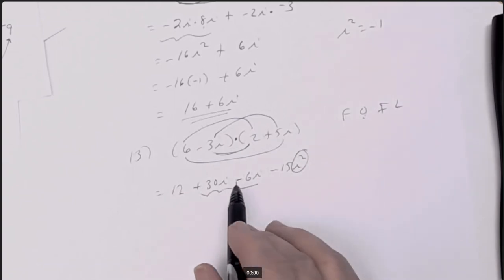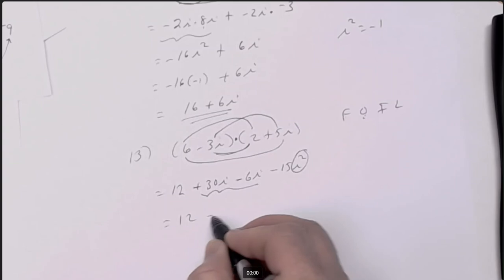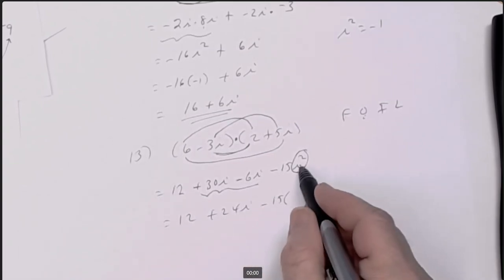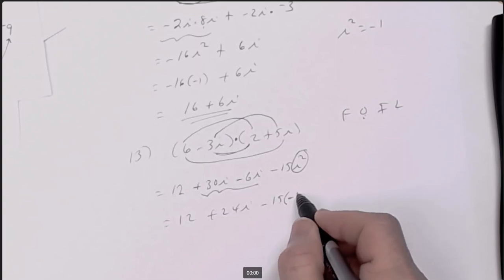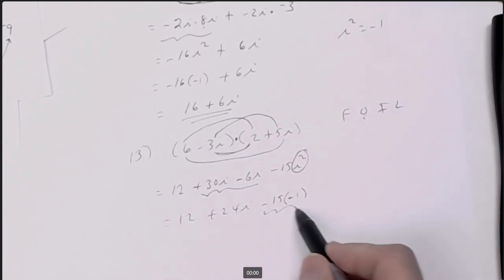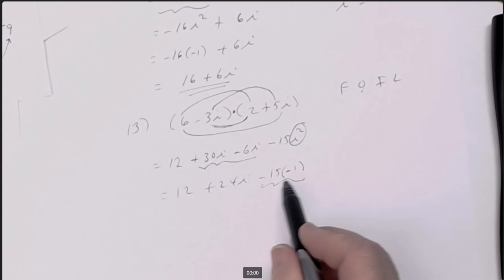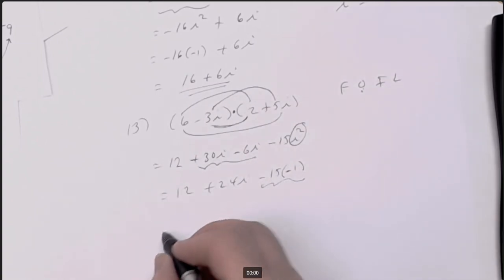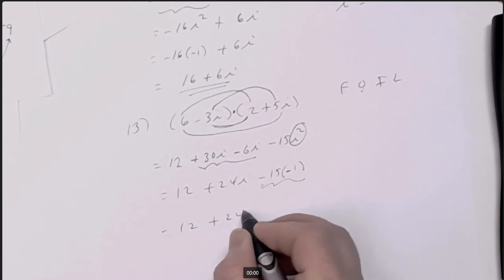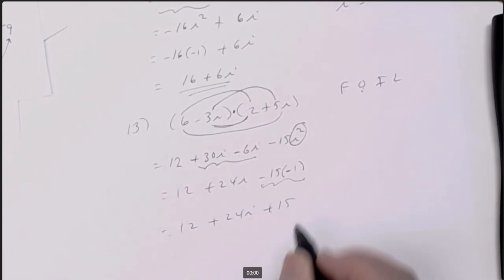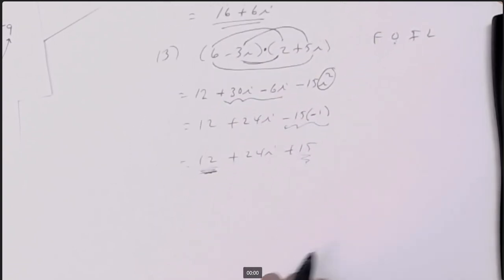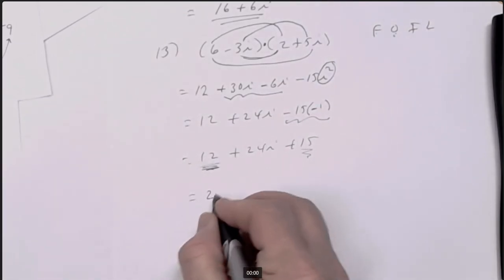What's i squared? -1. Now let's simplify this part right here. What's a -15 times a -1? 15. So I get 12 plus 24i plus 15. And now one last step and we're almost done. 12 and 15 is 27, so I get 27 plus 24i. One more with this and we're almost out of time.